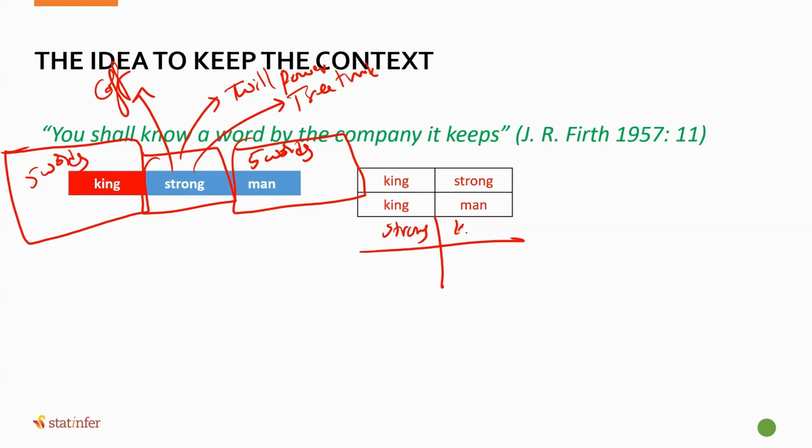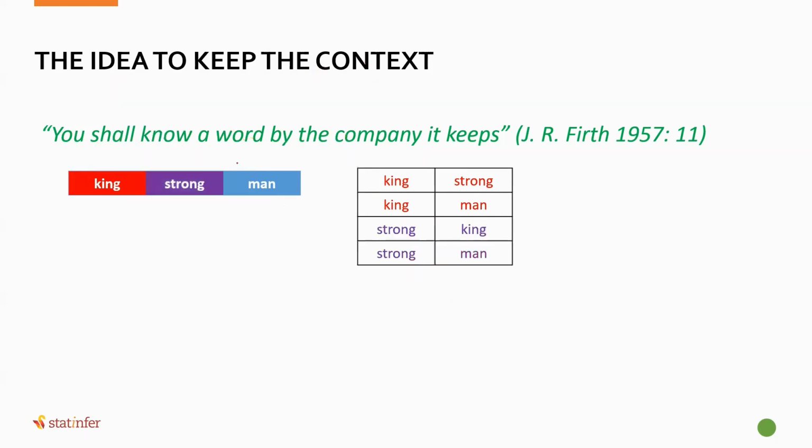That is the context. Strong is in the context of king. Strong is in the context of man. Let's say there is only one word. If you have 5 words, you will write all those 5 words. Strong is in these 5 words' context. Overall 10 words. Again, which context is man in?